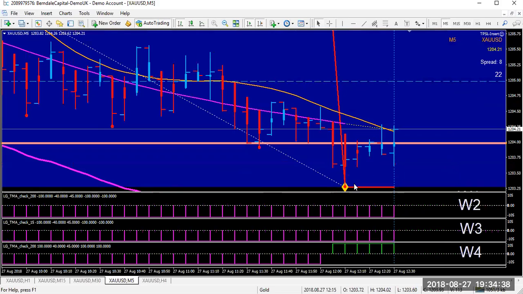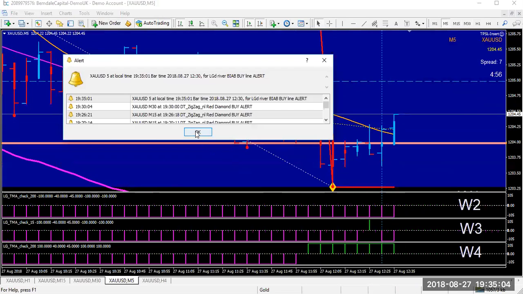Okay, we've got a red diamond here, and the gritty line is at this stage trying to cross below the dotted yellow center line. Yeah, but we don't have 2 green shadings, and we don't have green shading in window 3.